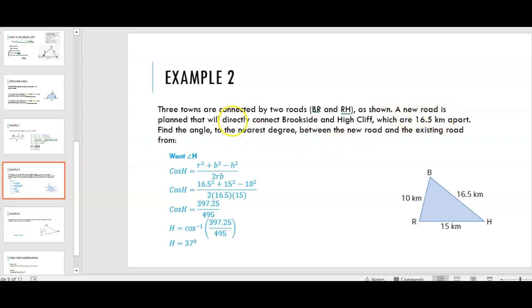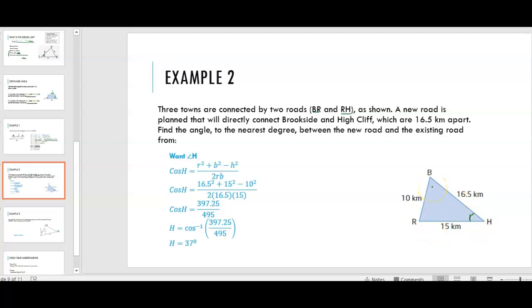A new road is planned that will directly connect Brookside and High Cliff, so B and H here, which are 16.5 kilometers apart. B and H, 16.5 kilometers apart. Find the angle to the nearest degree between the new road and the existing road. All right, so the angle that we're talking about is angle H. This is the existing road, this is the new road.